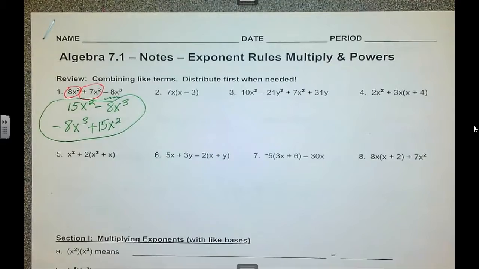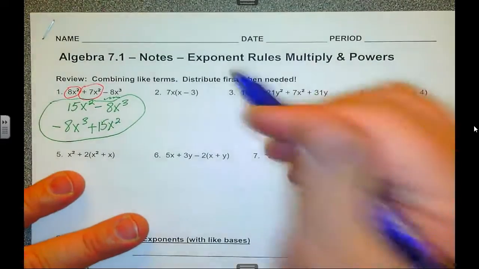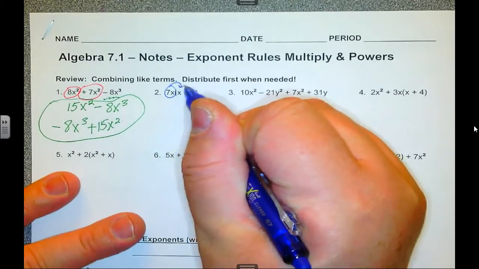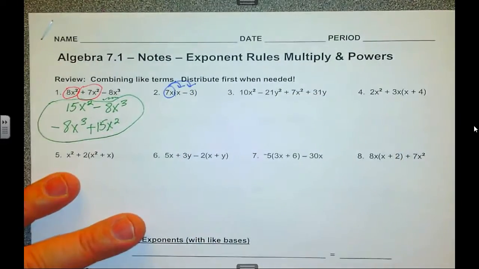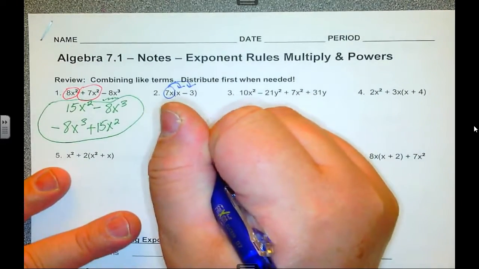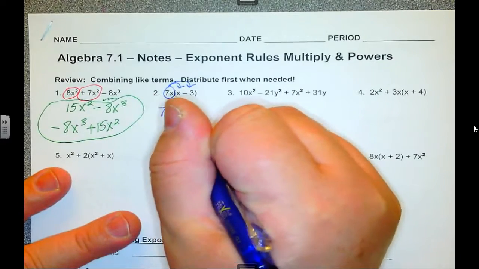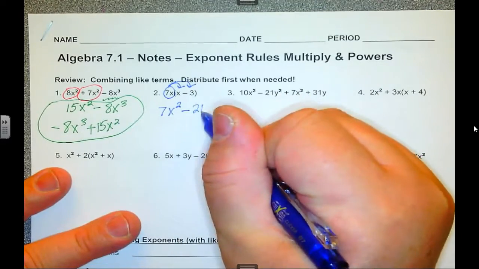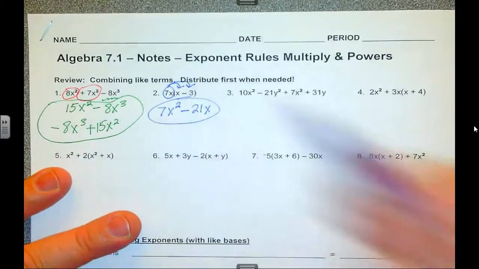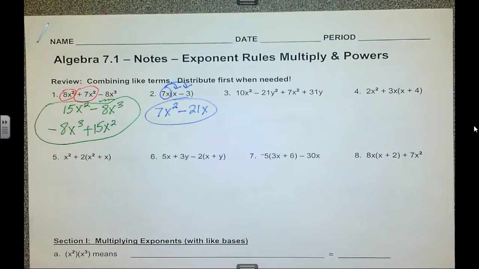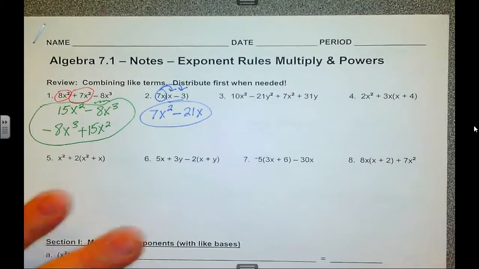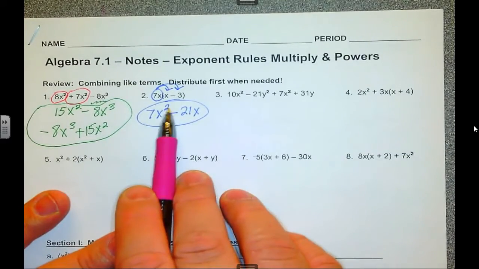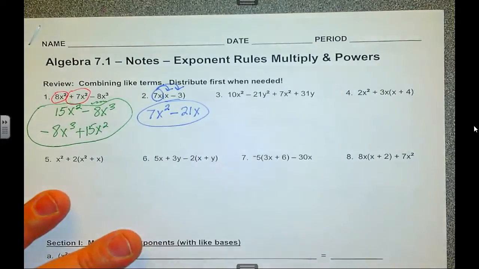Number 2 is that review. When I have to distribute, I have a number out in front, distribute over the parentheses, which means I'm going to have to multiply it to each term inside. 7x times x, 7x squared, good. 7x times negative 3, negative 21x. That's it. I can't combine those because they're not like terms. This one has 2 x's in it, and this one only has 1.